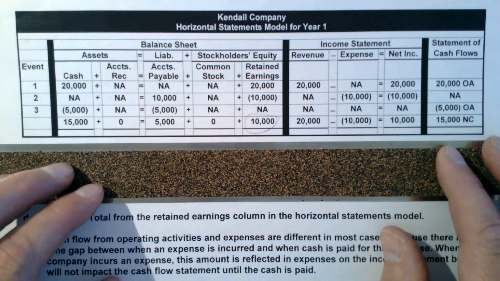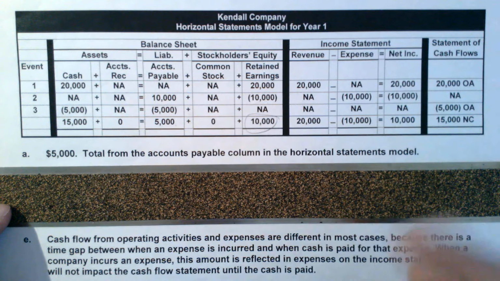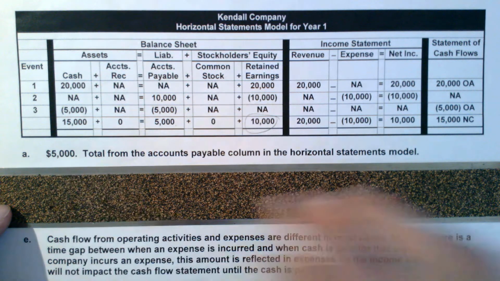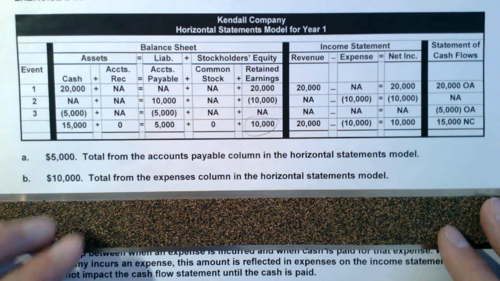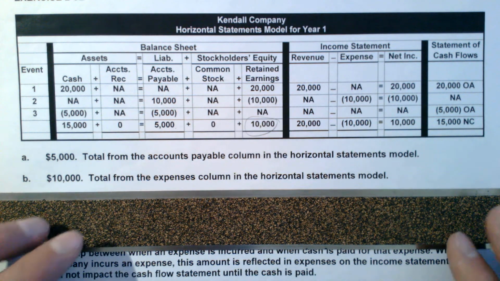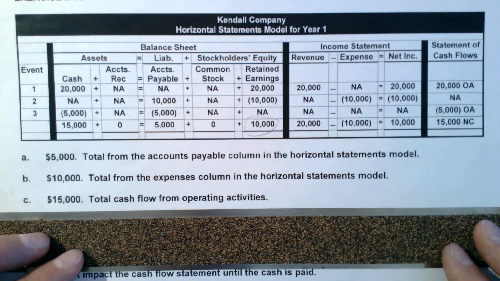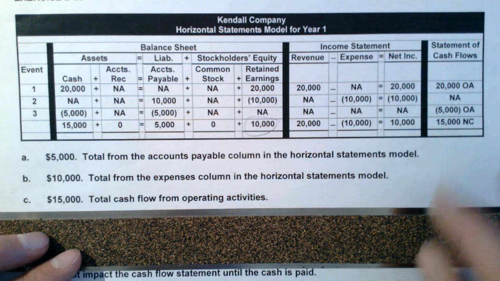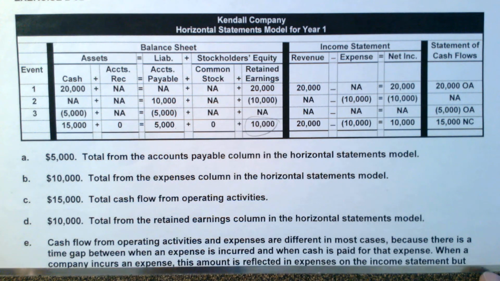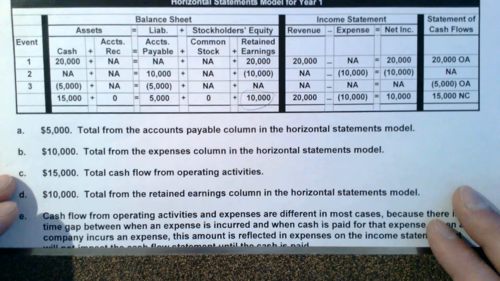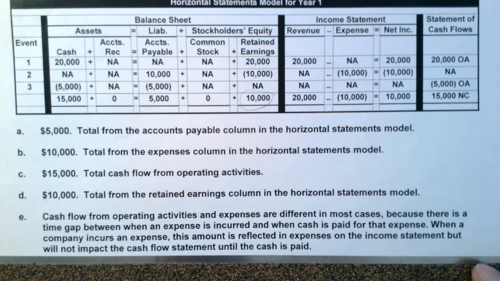So I total everything up, and that'll allow me to answer the questions. So the amount that we owe at the end is $5,000. The total expenses, $10,000. So we recognize the full expense even though we didn't pay it all. The amount of net cash flow from operating activities is $15,000. That's over here. The amount of retained earnings, that would be $10,000. And then again, the same reason. The activities that generate our income or expenses are different than the cash flows associated with them.